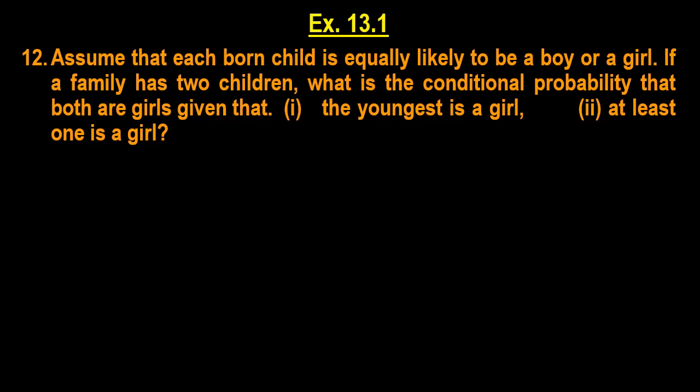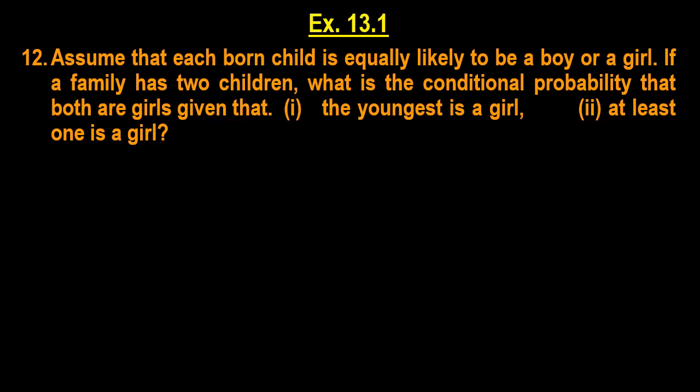In this part 2 video, I'll be solving two more questions from exercise 13.1 and then we move on to the next exercise 13.2. And the first question that I have taken here is question number 12, and the question is, assume that each born child is equally likely to be a boy or a girl.